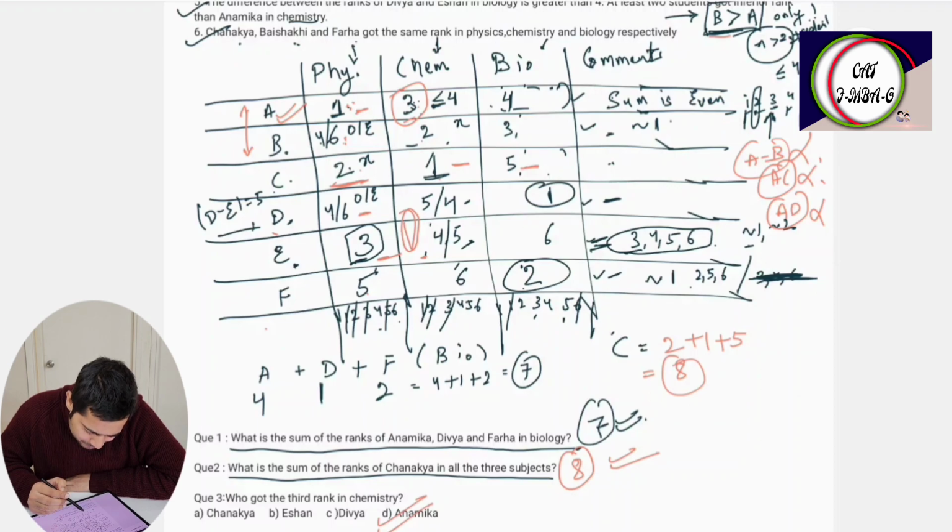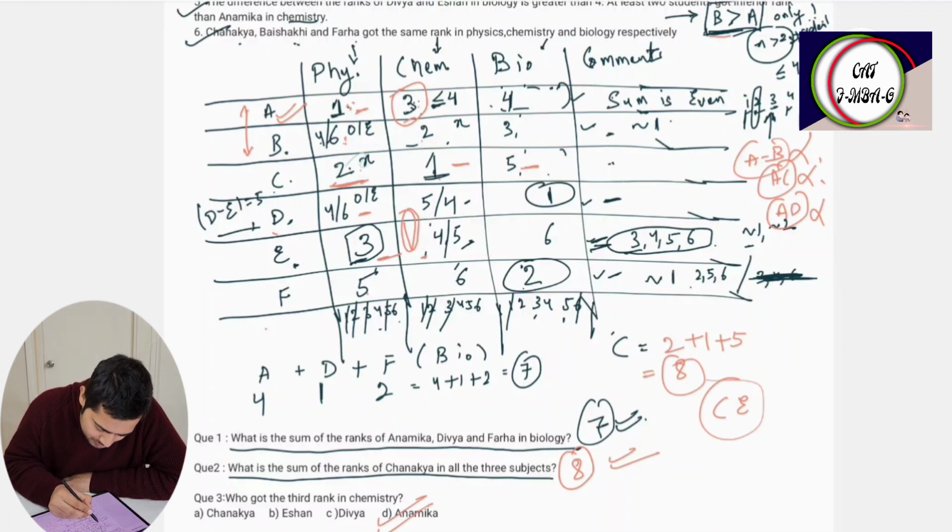So can we consider, let me see, C and F or A and D again. Let me say 1 is less, 3 is less, 4 is less. No. So definitely C and E can be there. 2 is less, 1 is less, 5 is less. Yeah, C and E can be there. Because if you see, 2 is less than 3, 1 is less than 4 or 5, and 5 is less than 6. So one pair we have got, C and E.